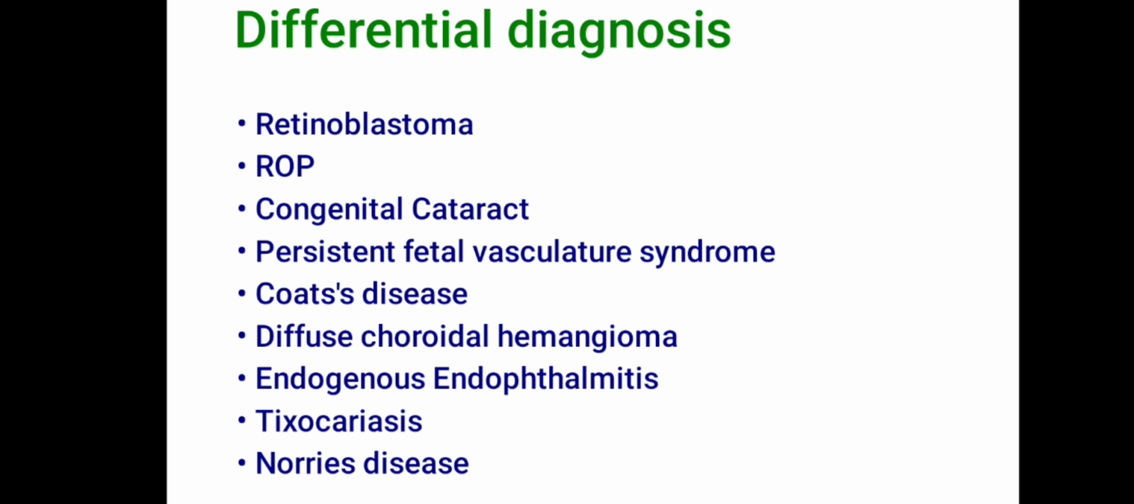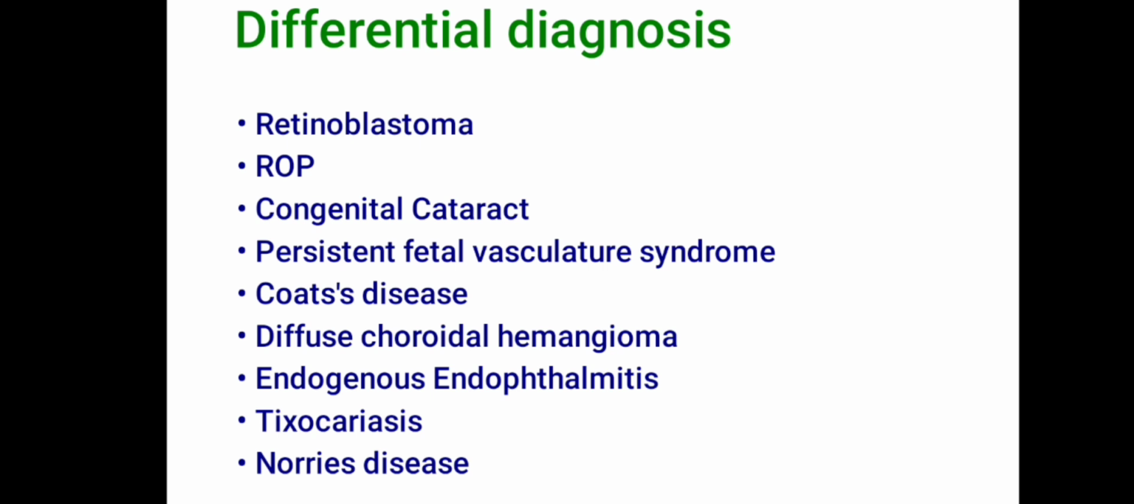So these are the DDs. The first is the retinoblastoma. Then comes the retinopathy of prematurity or ROP, congenital cataracts, persistent fetal vasculature syndrome or persistent hyperplastic primary vitreous, Coats disease, diffuse choroidal hemangiomas, endogenous endophthalmitis, Toxocariasis and Norrie disease. So these are the different causes for white pupillary reflex.